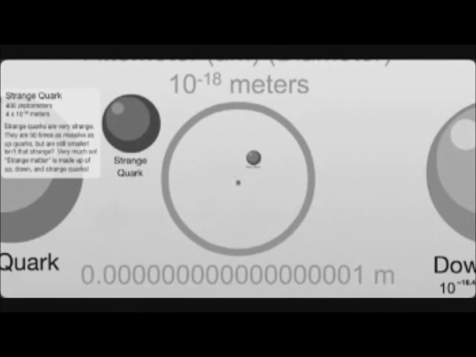Strange quark. Strange quarks are, well, very strange. They are 50 times as massive as up quarks, but are still smaller. Isn't that strange? Very much so. Strange matter is made up of up, down, and strange quarks.